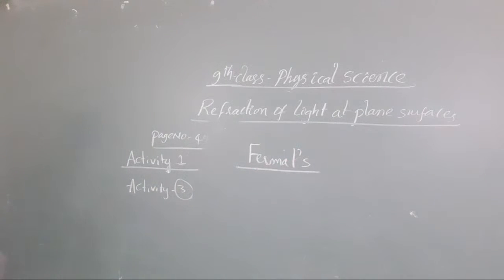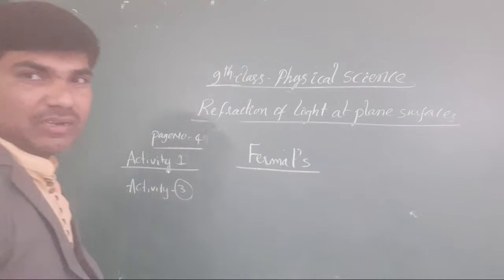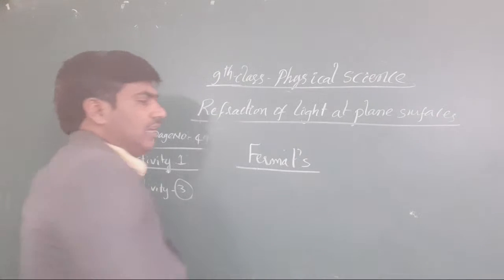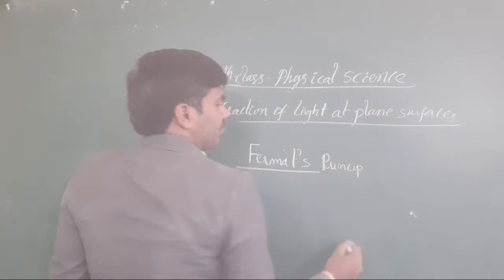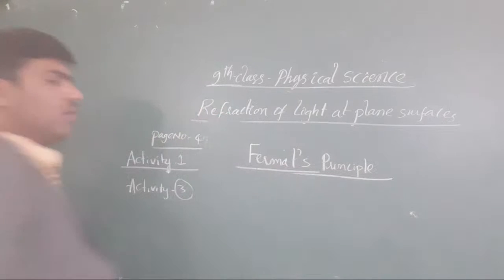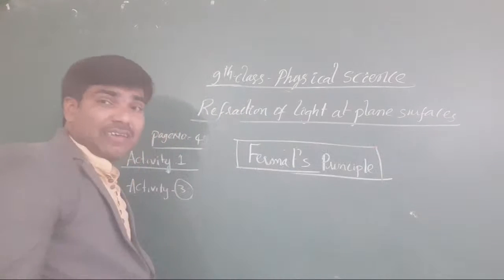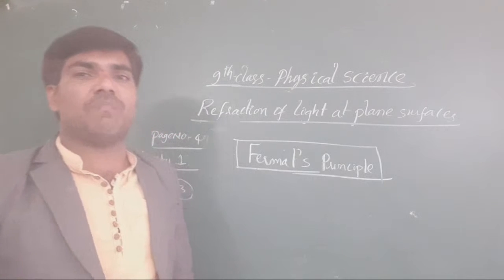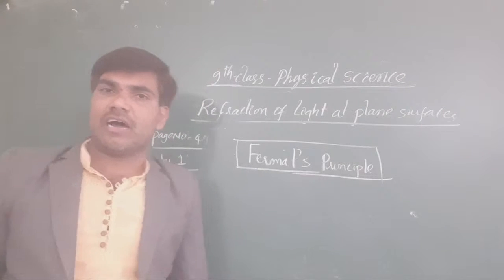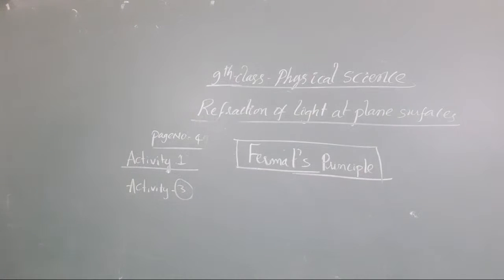The scientist Fermat gave a fundamental formula for light. That is Fermat's principle. Okay, clear or not, all the students? Whatever Fermat's principle is, what does it actually say? It says light always selects the low distance path only. Light travels between 2 points along the nearest path.